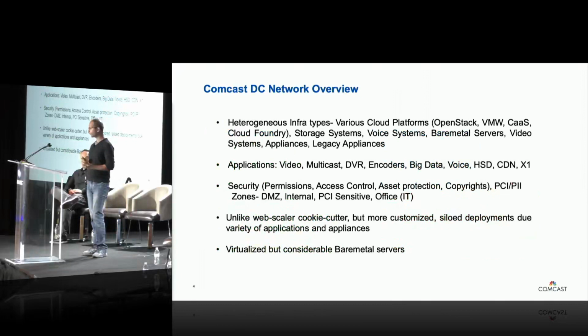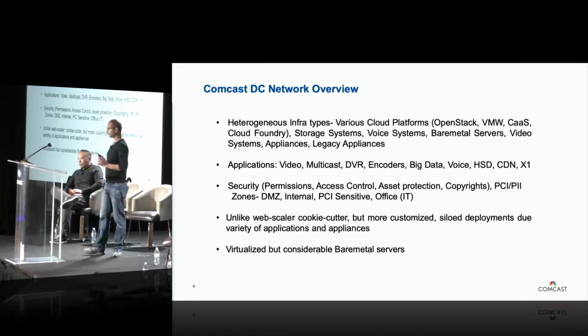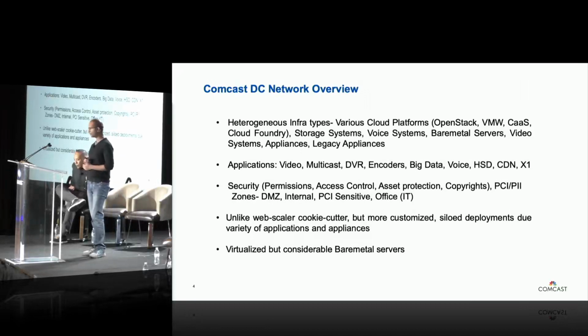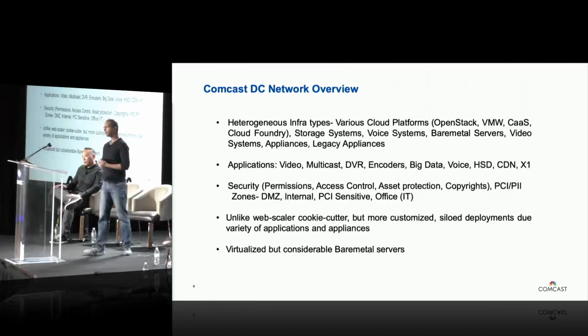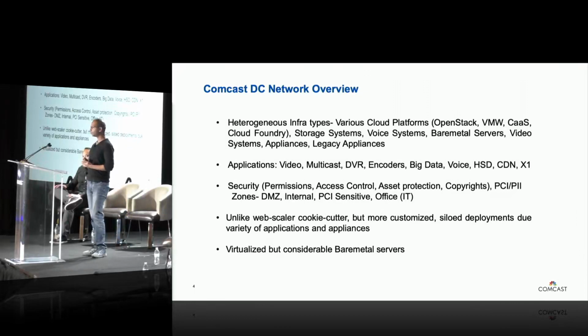So what runs on that hardware? Different cloud platforms: OpenStack Cloud, the VMware Cloud, Kubernetes, Container as a Service, Cloud Foundry, and video systems, voice systems, bare metal, all different kinds of applications and protocols. On top of that, we need to secure that, so there's some segmentation going on in the network, which makes it very hard to operationalize things. The scale is still manageable. The difference from the big web scalers is that instead of doing one thing 100,000 times, we do 100 things 10,000 times.